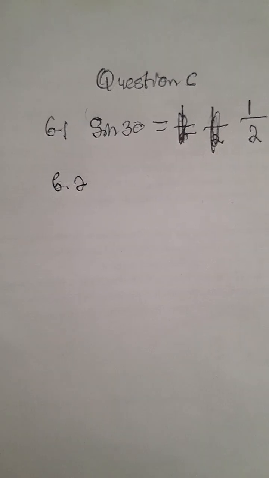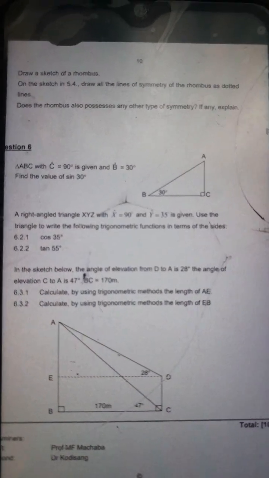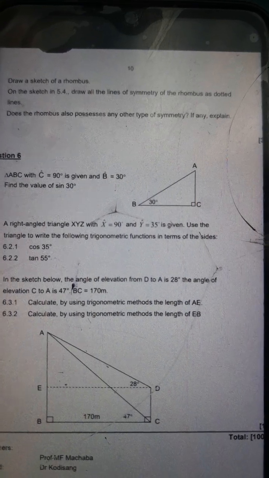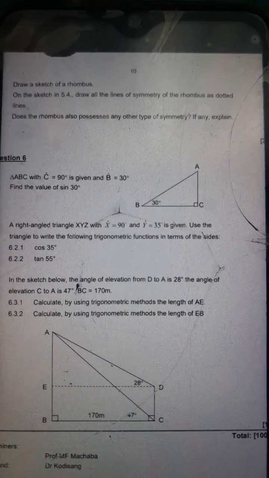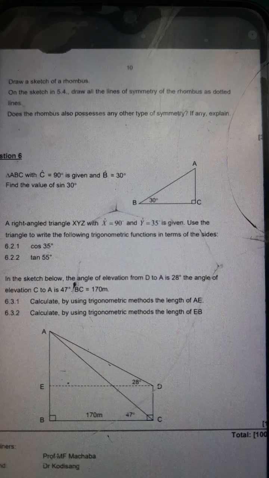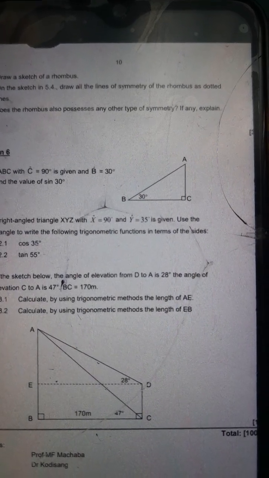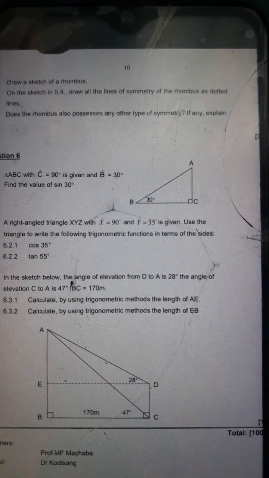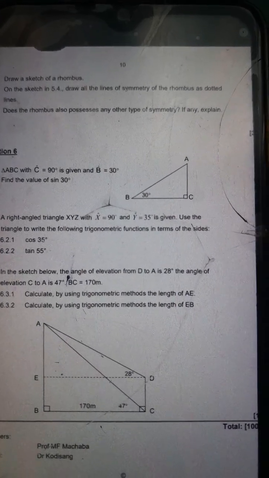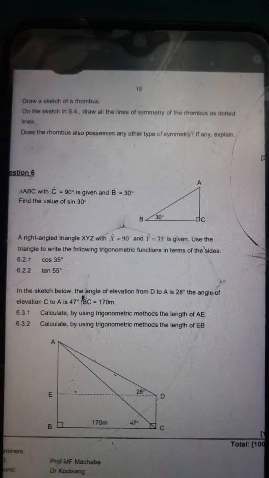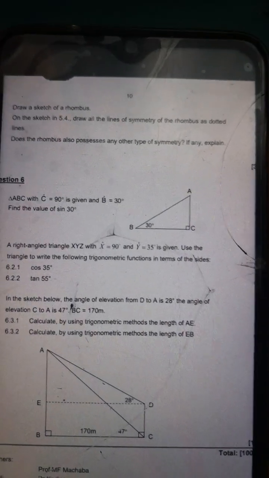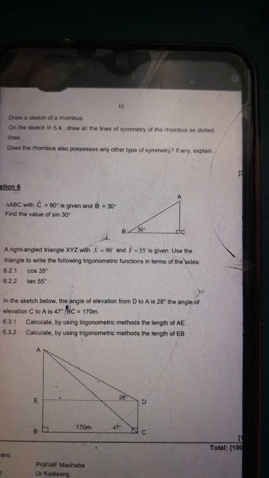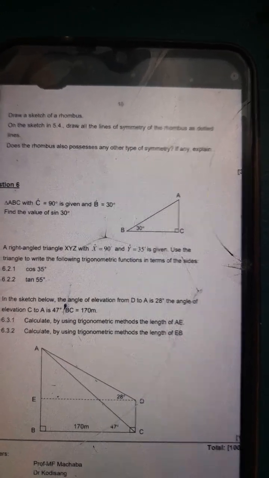At 6.2, we are given triangle XYZ with X equal to 90 degrees and Y equal to 35 degrees. Use the triangle to write down the trigonometric functions in terms of sides. Actually, we'll need to write this in terms of trigonometric ratios. We are given cos and tan. Let's start with 6.2.1, guys. You're not looking for the value of tan 35, but we are looking for the sides of cos 35. Let's put that into practice.